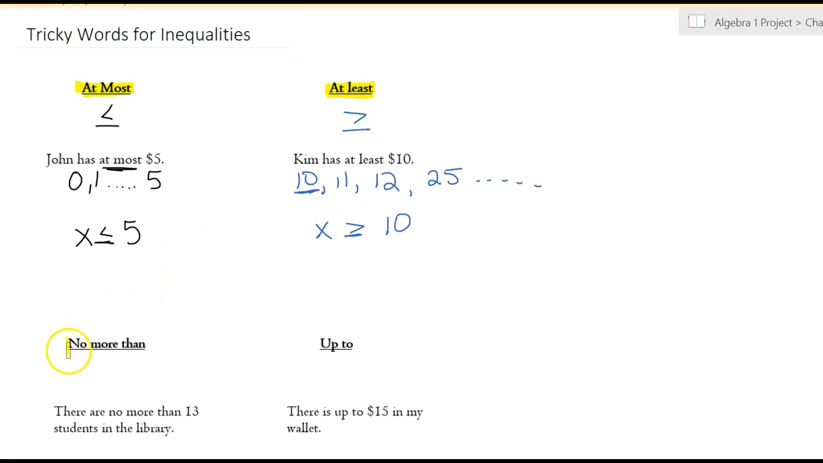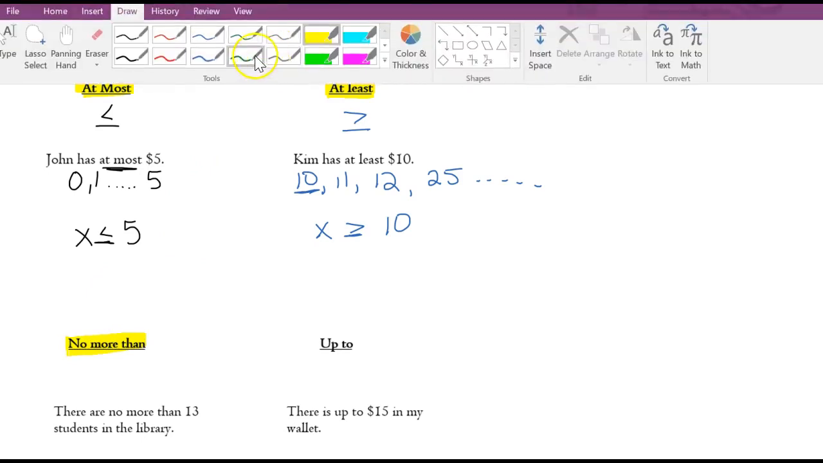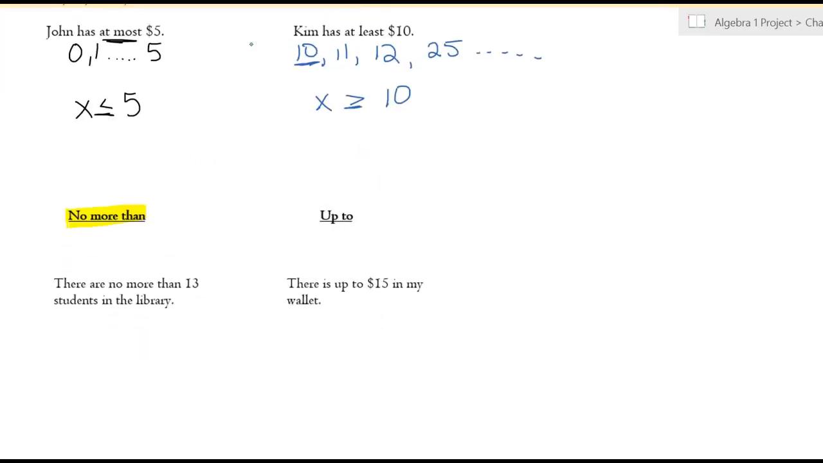Okay, another one is "no more than." So no more than kind of caps it off. So there are no more than 13 students in the library. So there could be 10 students in the library, 11, 12. There could even be 13 students in the library. Okay? But nothing more than that. So it's everything smaller. So it's less than or equal to 13, because it says it could be 13. So this is another less than or equal to.